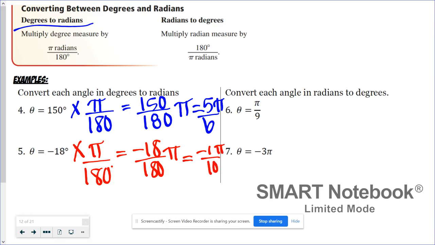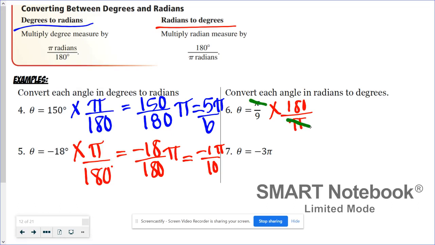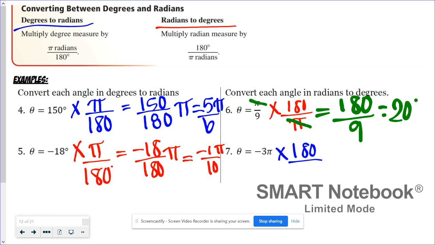Now to go from radians to degrees, we have to multiply the radian measure by 180 over pi radians. When I do that, notice the pi's are going to cancel each other out, because you've got a pi on top and a pi on the bottom. That leaves me with 180 over 9, and my calculator can very easily do that and get me 20 degrees. So when we want to go from radians to degrees, we simply multiply by 180 over pi. The pi on top will cancel with the pi on the bottom, and then we can take care of the remaining parts. So here, negative 3 times 180 is negative 540.